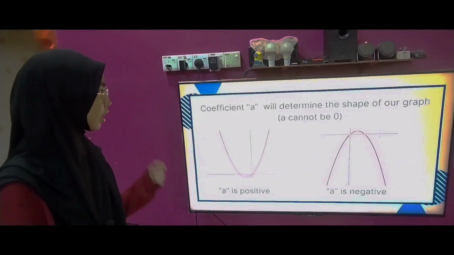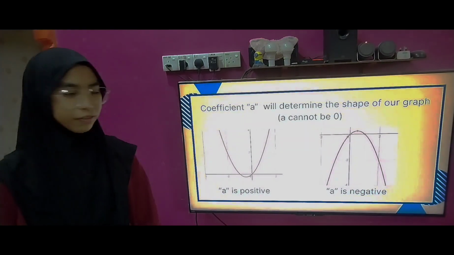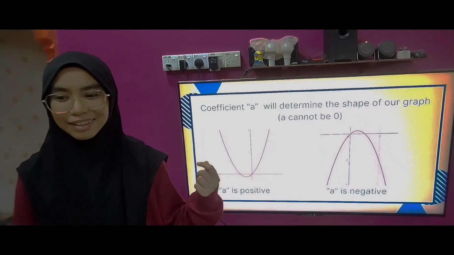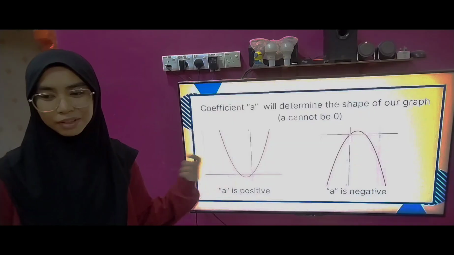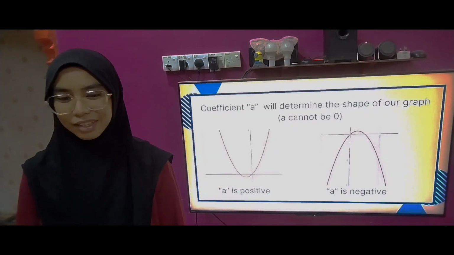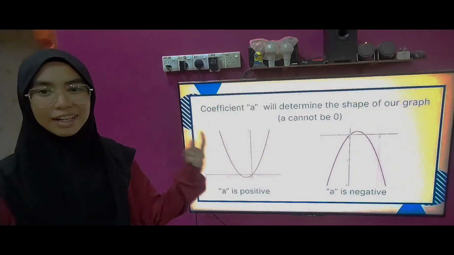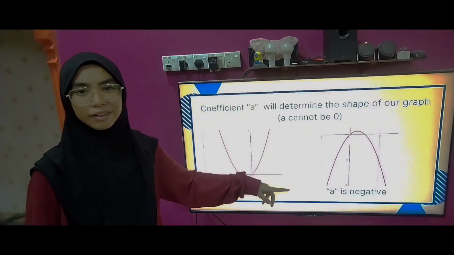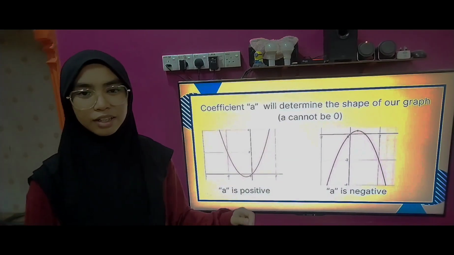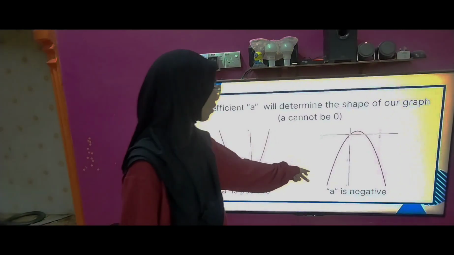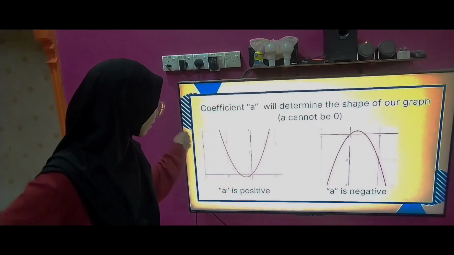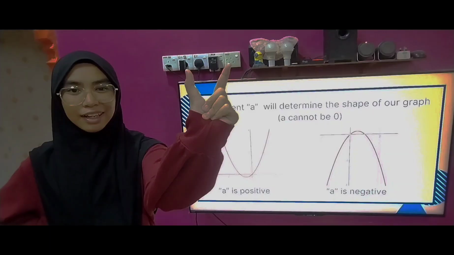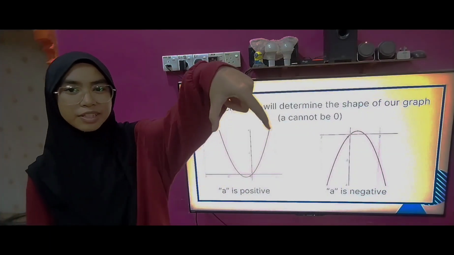First, we'll get to coefficient A, which will determine the shape of our graph. When your A is a positive number, such as, Amsha, can you give an example of a positive number? 2. Yes, correct. So when your A is 2, your graph will be like this. But if your A is a negative number, let's say -2, then it will be like this. So to conclude, when it's positive, your graph will smile like this, and if it's negative, your graph will be sad.